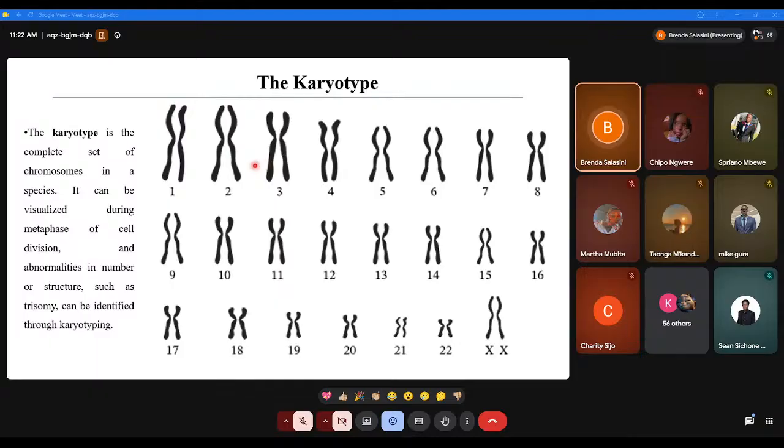This is a karyotype. It is just a snapshot of the chromosomes that are found in a species, the complete set of chromosomes. If I had Y here, I would have said this is a karyotype of a male. If there's this, I'll say this is a karyotype of a female.